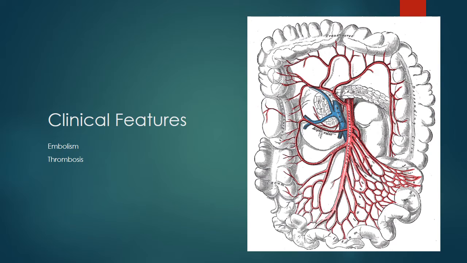In the case where thrombosis is the cause of the mesenteric ischemia, usually there's a known history of peripheral vascular disease that precedes it, and when you explore the patient's past history, you usually find that they have a history of chronic ischemia or intestinal angina.